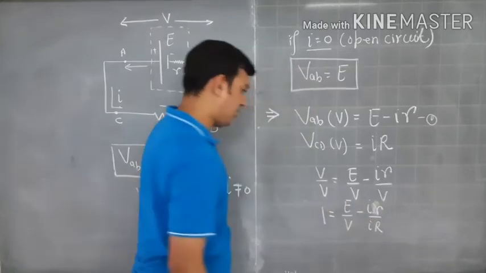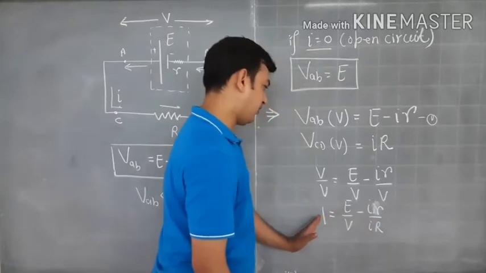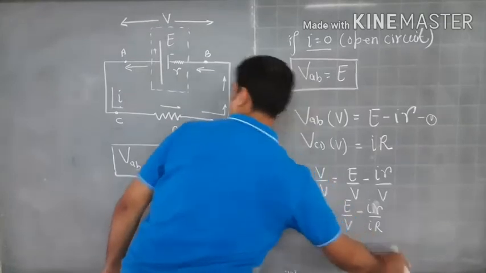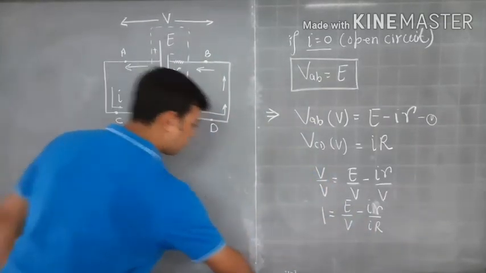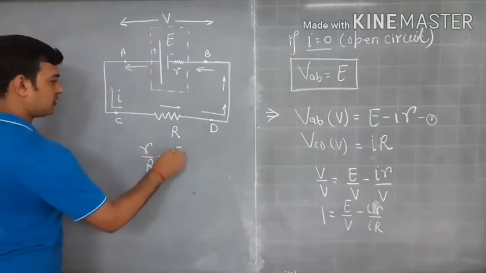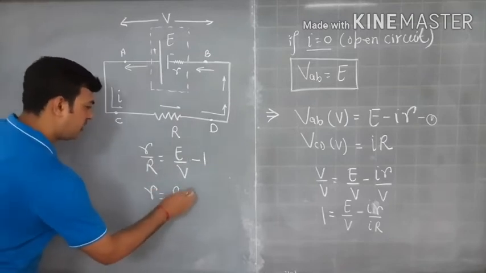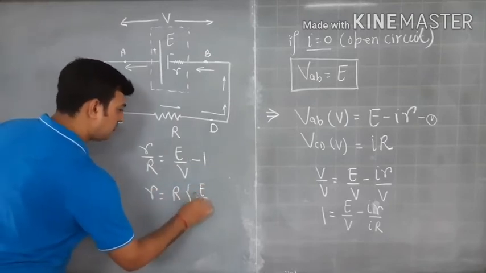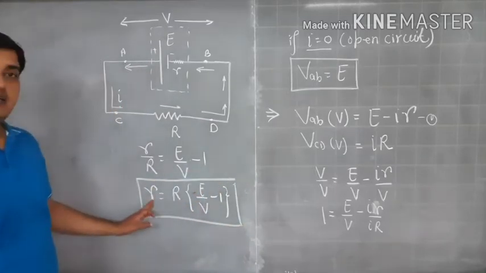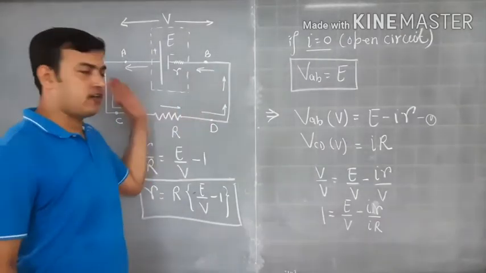So this I cancelled out, and on simplifying, if I take it on the left hand side and shift 1 to the other side, I will get small r by capital R as E by V minus 1, which on simplifying gives me small r as capital R times (E by V minus 1). This is the relation between the internal resistance and the external resistance of the cell for such a simple circuit.